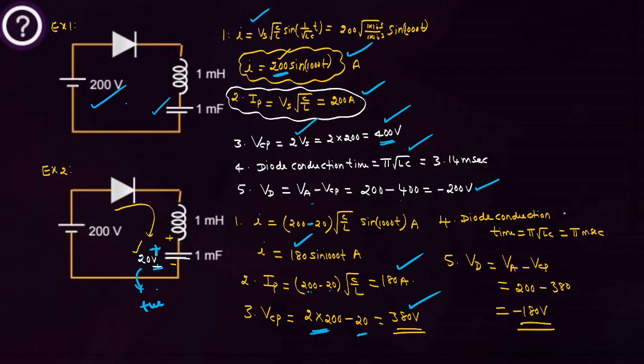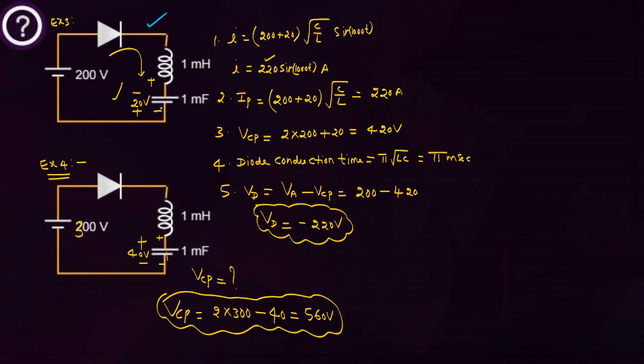Then what is the diode conduction time, students? Pi root LC. Finally, what is the voltage across the diode? Supply voltage minus peak voltage across the capacitor, that we are getting minus 180 volts. This is the case 2 problem. This is the case 1 problem. And this is the case 3 problem.